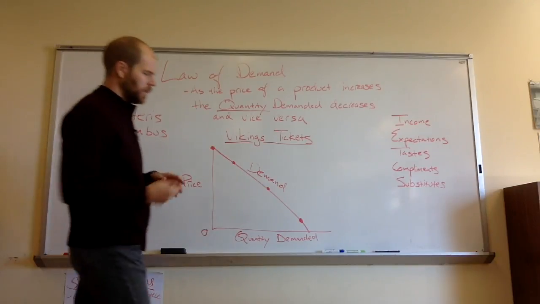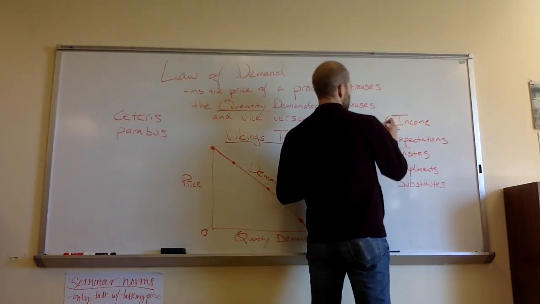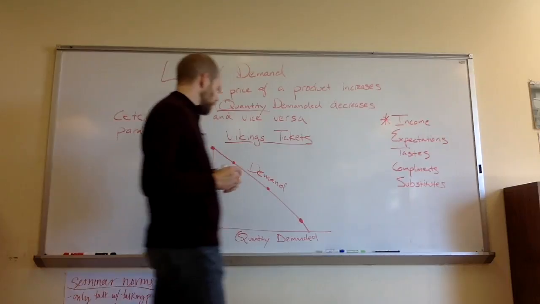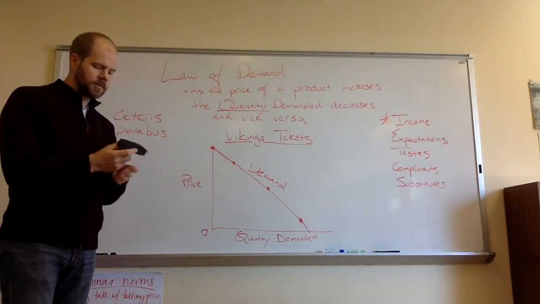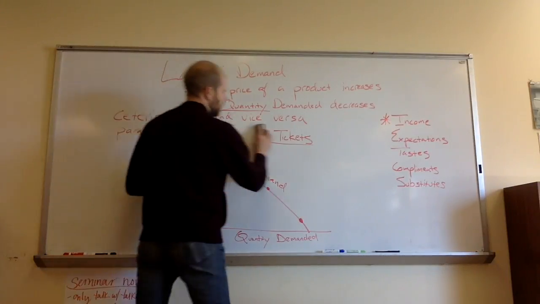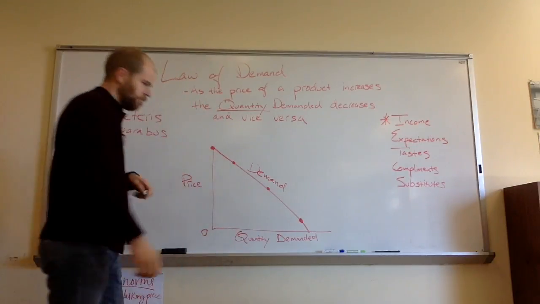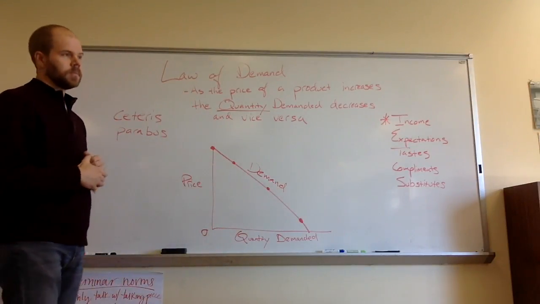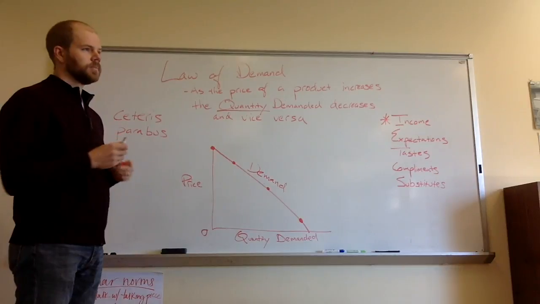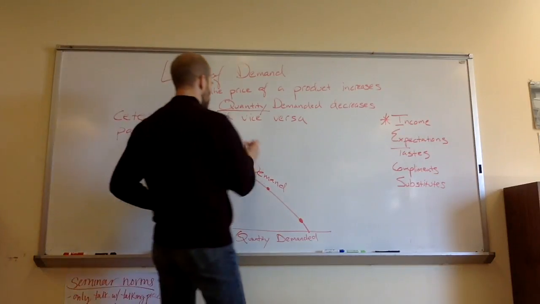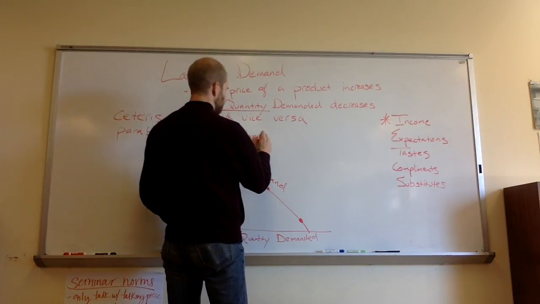Okay, so we're going to look at the first one, income. And we're going to change products. So instead of talking about Vikings tickets, because I'm sick of it, we're going to call on Bjorn. Say, Bjorn, pick a product. And Bjorn says, flannel shirts. Perfect. It's freezing out today.